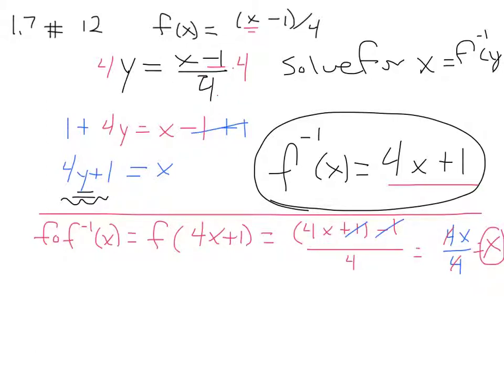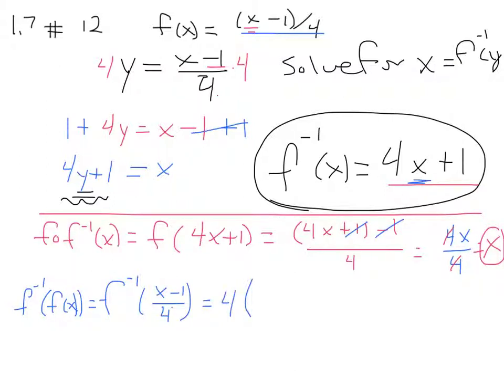And for the f inverse of f, okay, so it's going to be f inverse of the entirety of f of x, x minus 1 over 4. Okay, so everywhere where there was an x in our f inverse, we stick our entire f. All right, so we're going to get 4 times x minus 1 over 4, plus 1.